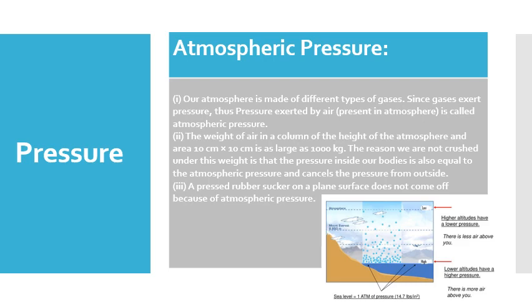Now, let us consider the weight of air in a column with the height of the atmosphere and an area of 10 centimeter into 10 centimeter. It is as large as 1000 kilogram. Now we are discussing the surface of our head; let us assume it is a 10 centimeter into 10 centimeter area. If the same column is placed on our head, that is equivalent to 1000 kilogram, which means 1000 kilogram weight is applied on our head.